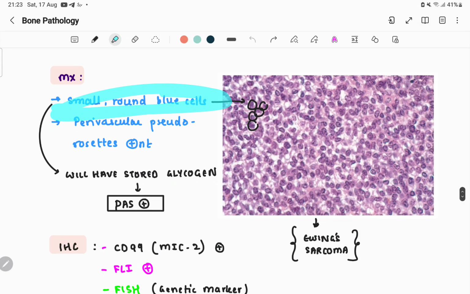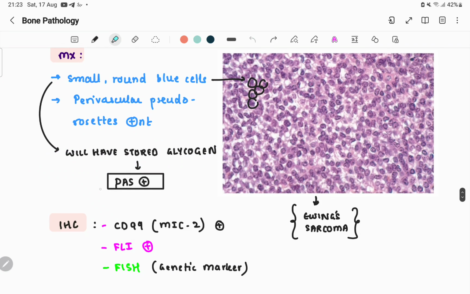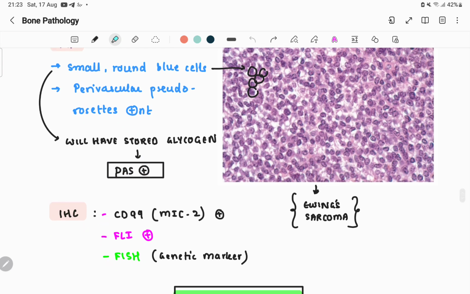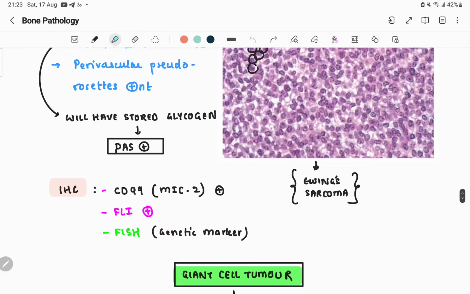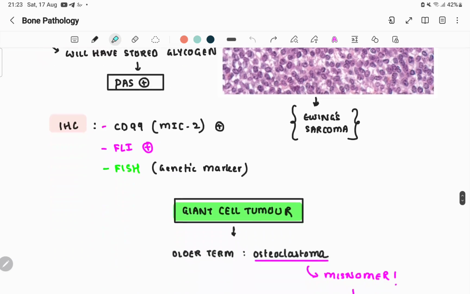Microscopy: small round blue cells. Again, small round blue cells are present here. Look at this, small round blue cells. Perivascular pseudorosettes, important. Remember, we talked a little bit before, perivascular pseudorosettes are present in Ewing sarcoma. These small round blue cells will have stored glycogen. So PAS positive, you know PAS is positive for glycogen, right? It is PAS positive. So this slide is of Ewing sarcoma.